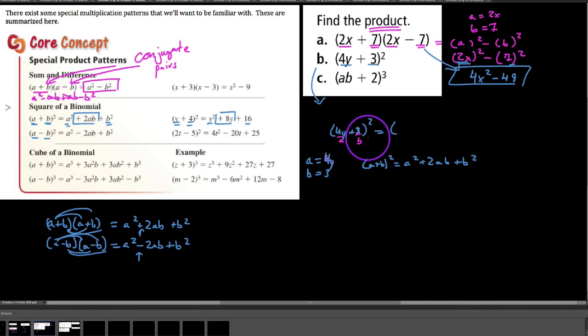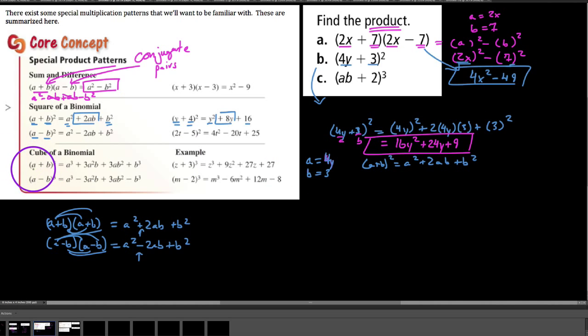Then what this means in our case is that I'm going to get a squared, which is our 4y squared, plus 2 times a times b, which is 2 times 4y times 3. So there's our a and b part, plus now our b squared thing, which is 3 squared. So simplifying this, what we end up with is 4y times 4y, which is 16y squared. And then 2 times 4 times 3 is 8 times 3, which is 24. I get 24 times y plus 3 squared, which is 9. This would be the square of that binomial.